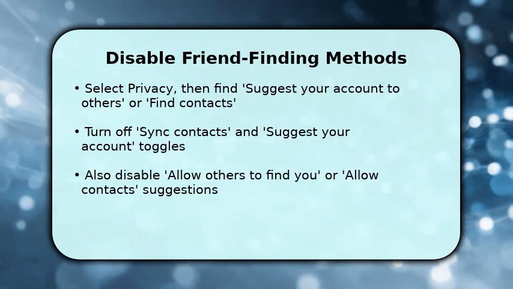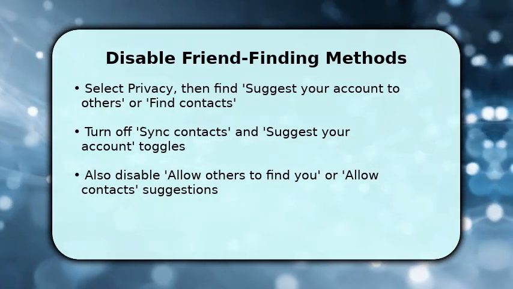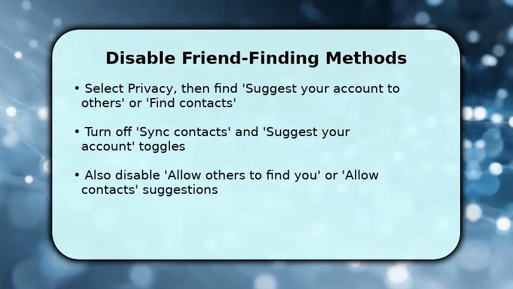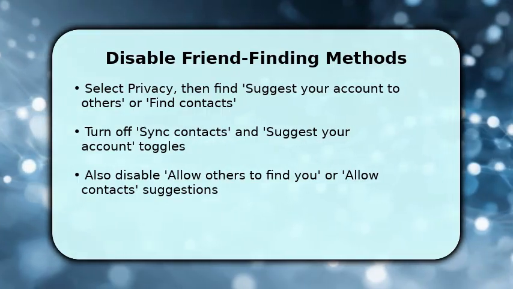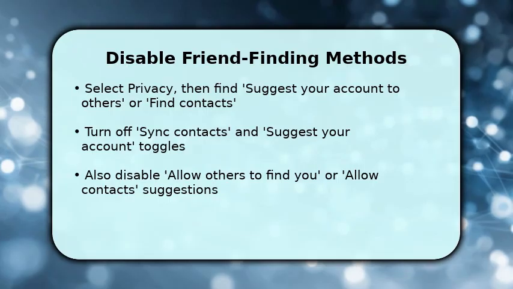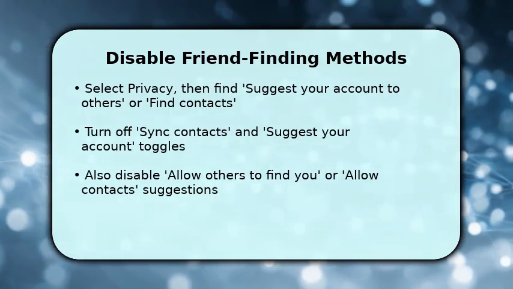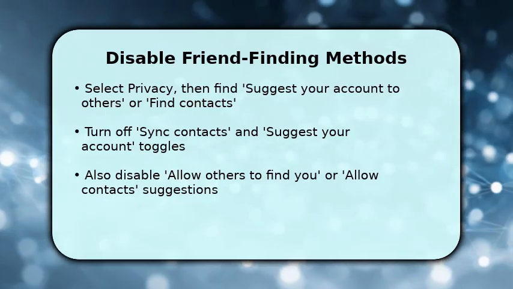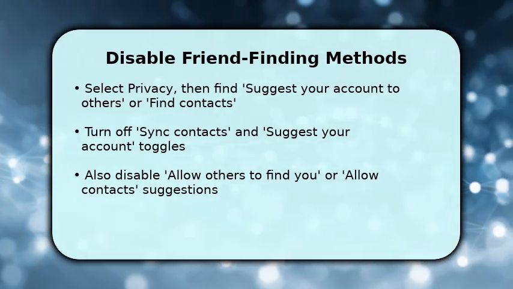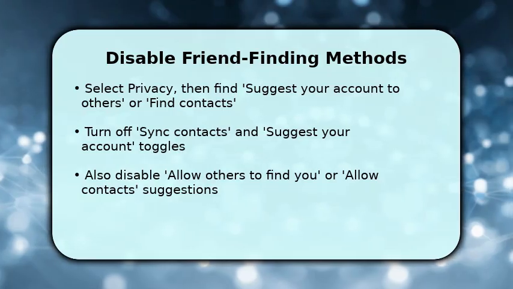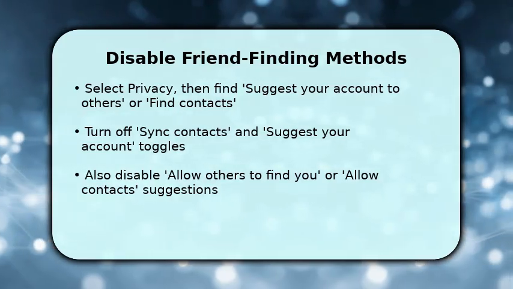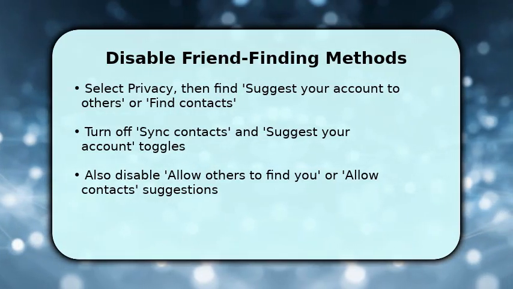Inside Privacy, tap Find Contacts or suggest your account to others depending on your app version. Turn off Sync Contacts and any toggles labeled Suggest Your Account or Allow Others to Find You. Once done, go back and disable Upload Contacts if present. That prevents future syncing. Make sure each toggle shows as off. This stops TikTok from using your phone book or suggestions to connect you with friends.